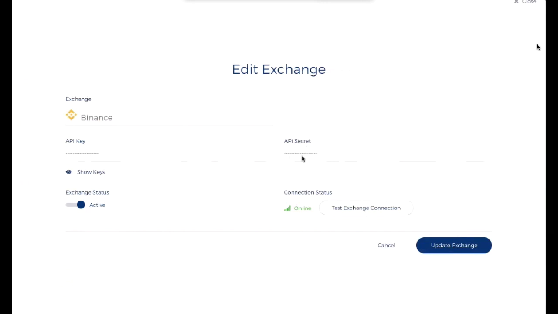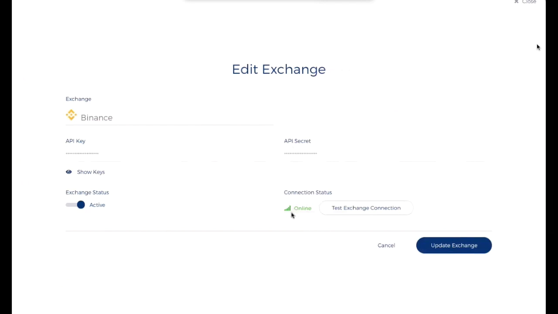Therefore, we don't give this permission to this key, and even if someone accidentally receives our key, he wouldn't be able to do anything with it because he wouldn't be able to withdraw your money from your wallets with this key. And this is exactly the unique part of when I connected, for example, the Binance exchange to the program. I see a connection here.